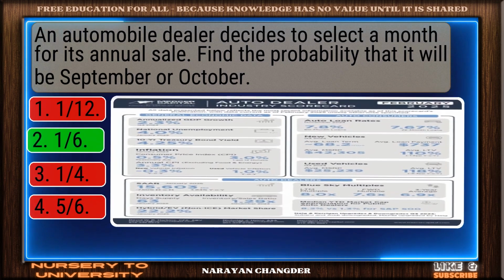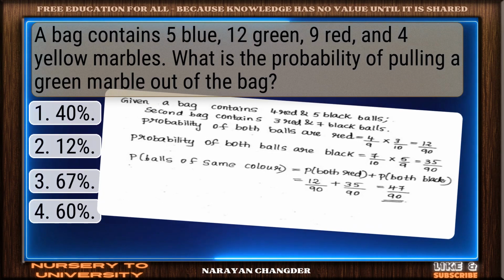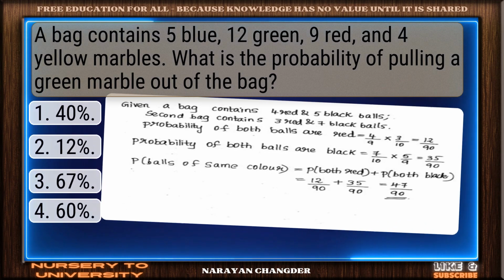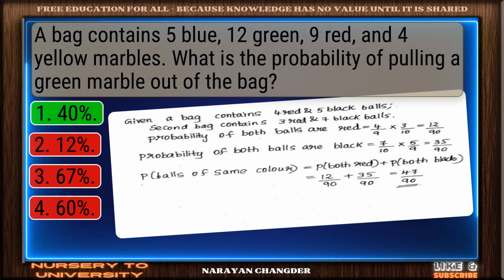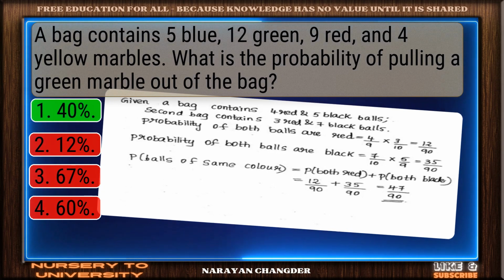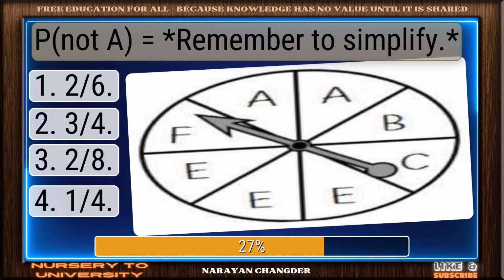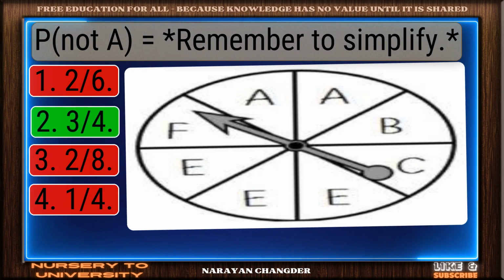1/6 is solid. A bag contains 5 blue, 12 green, 9 red, and 4 yellow marbles. What is the probability of pulling a green marble out of the bag? Strong choice. 40% is right. P equal to, remember to simplify. Sharp thinking. 3/4 is right.